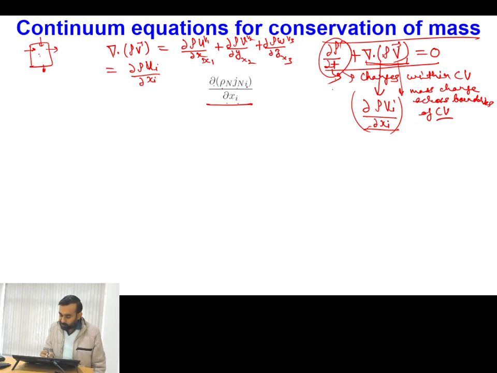Del rho n into j n i by del xi. So this term is identical to the second term of the conservation of mass equation. Is this one clear? The only difference is that in place of velocity, what am I considering? Superficial velocity. Can you tell me why?